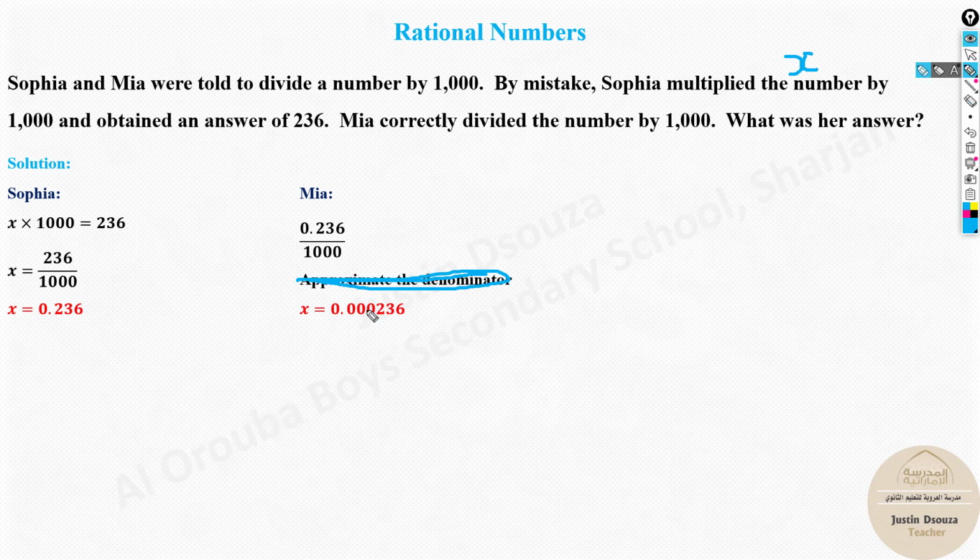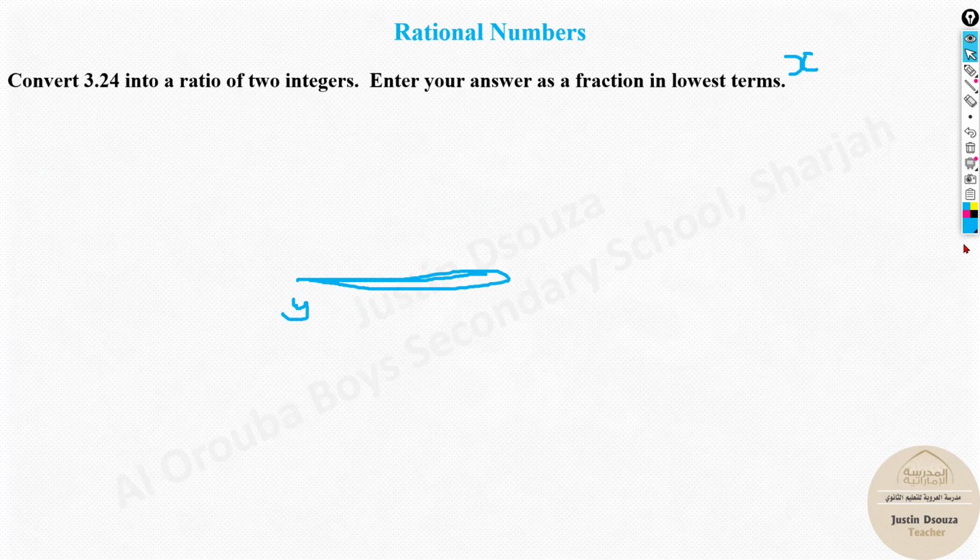So don't get confused by x. We can call this something else as well. This is the exact answer. Over here, from Sophia's calculation, we can find the original number that was given, and divide the original number by 1,000 and you will get the actual answer that needed to be found. Over here then we have: convert 3.24 into a ratio of two integers.